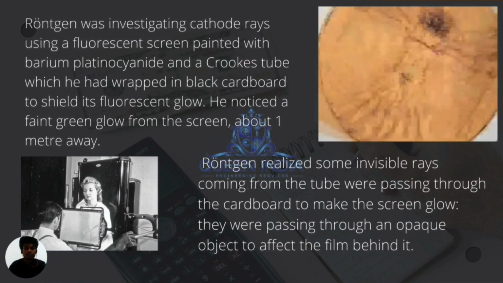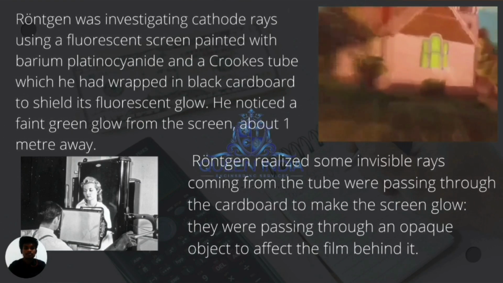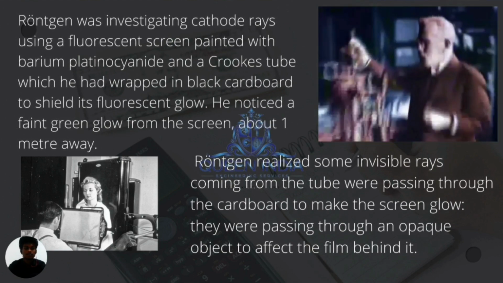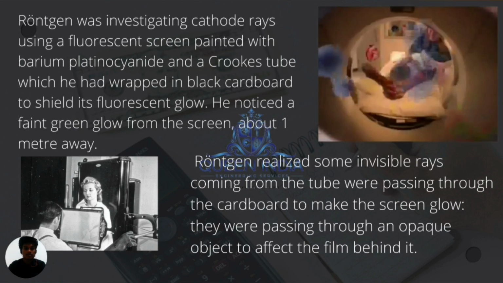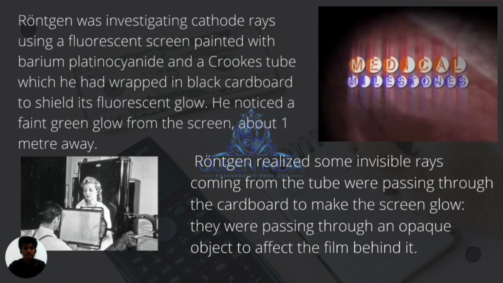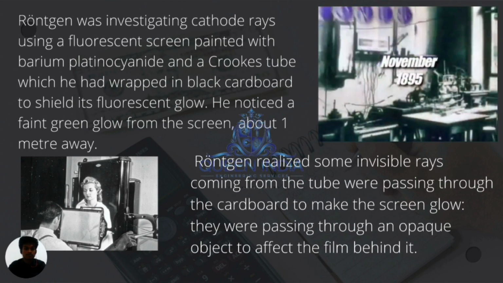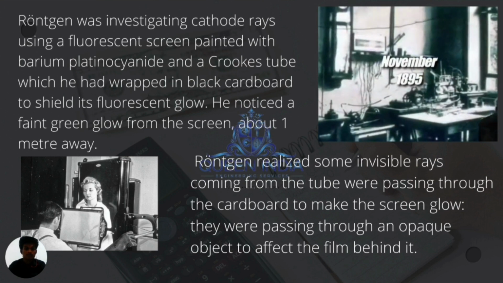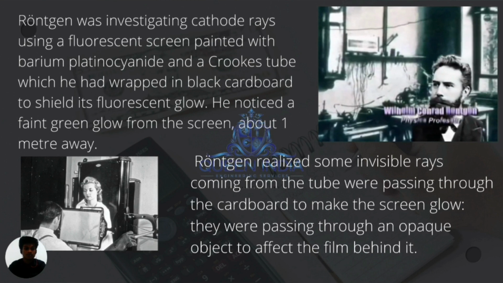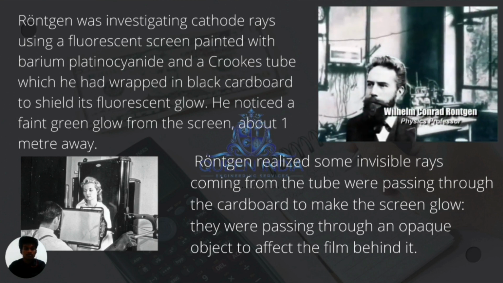During his period, Röntgen was investigating cathode rays using a fluorescent screen painted with barium platinocyanide. He wrapped the Crookes tube in black cardboard, by which he shielded the fluorescent glow. Then he noticed a faint green glow from the screen, which was 1 meter away from the tube. Röntgen realized some invisible rays were coming from the tube. The rays were passing through the cardboard to make the screen glow, and they were passing through an opaque object to affect the film placed behind it.